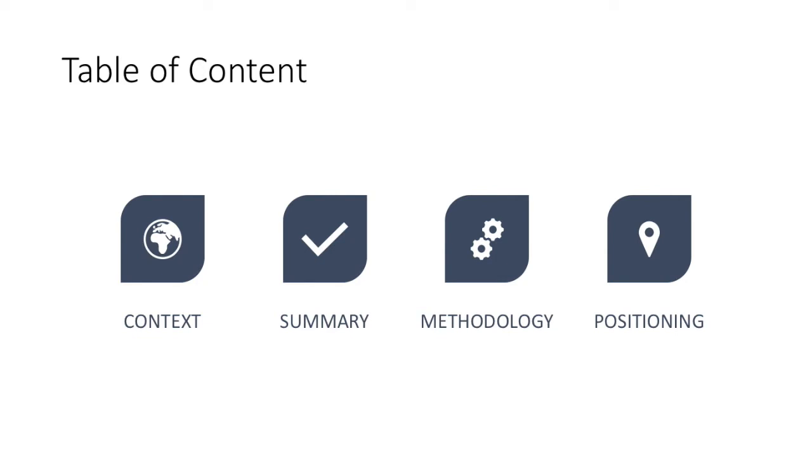Then, I will summarize the main ideas of the paper and describe the methodology that was used. Finally, how the paper positions itself will be discussed.